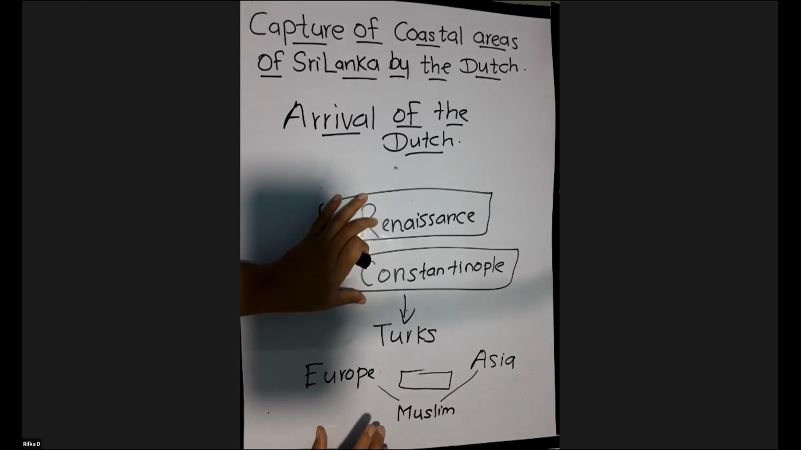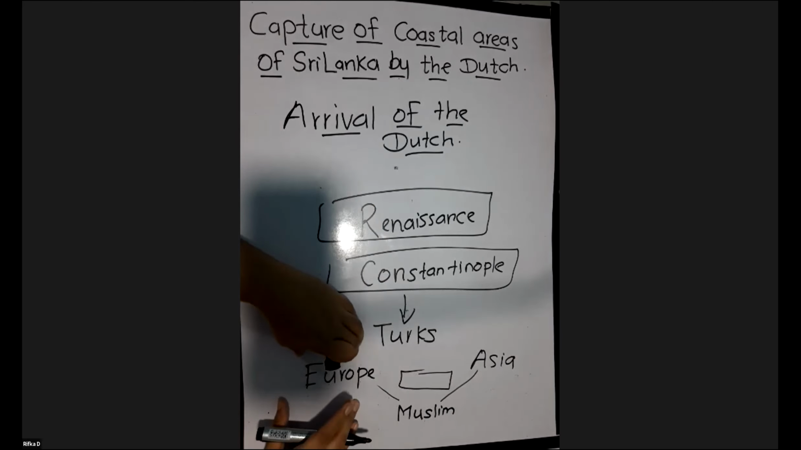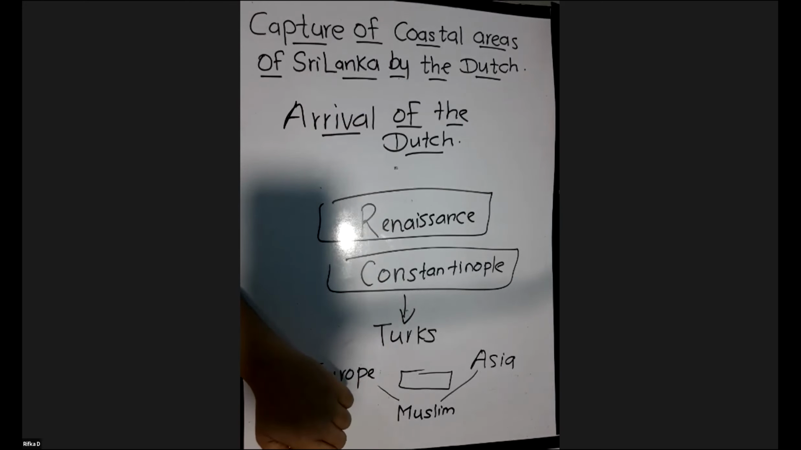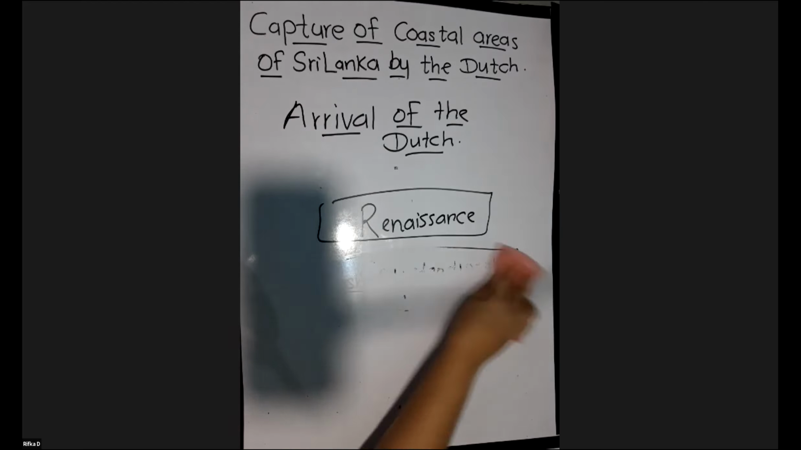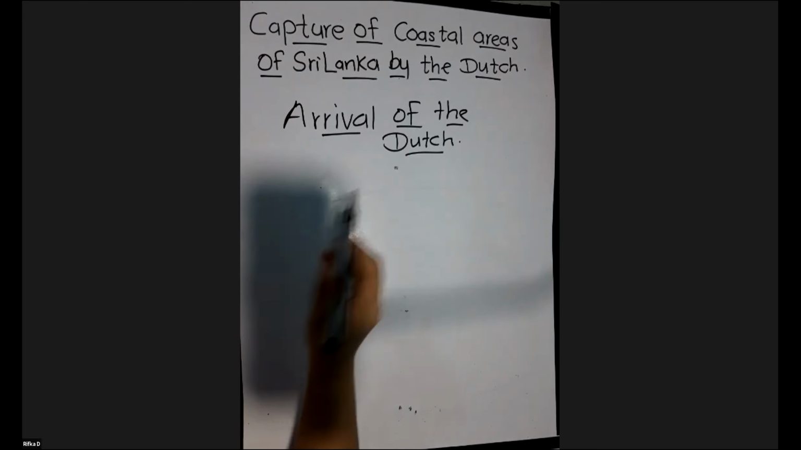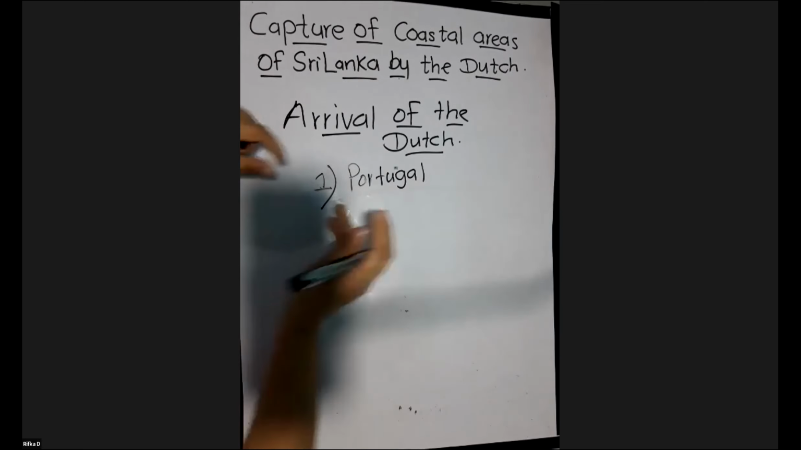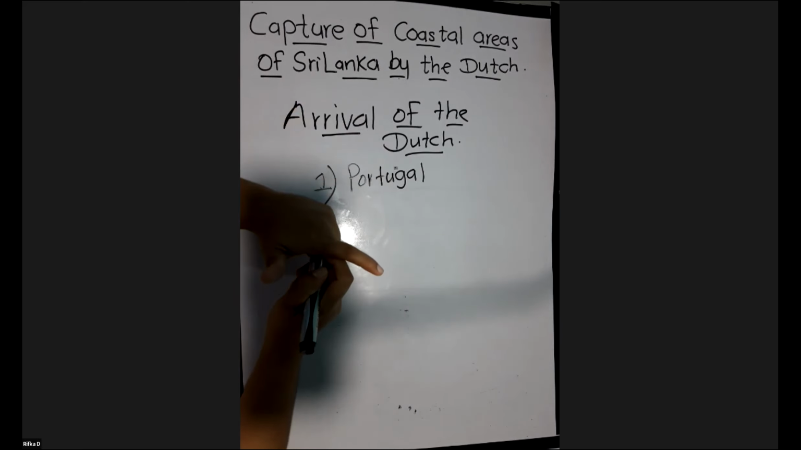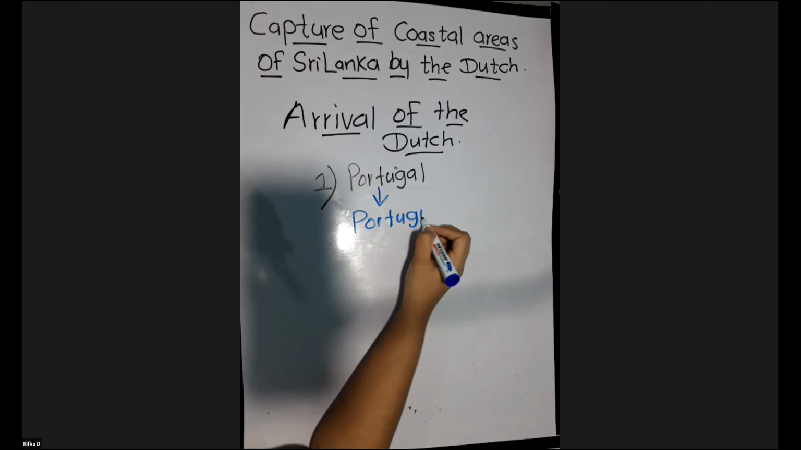So when Constantinople was captured by the Ottoman Turks, a need emerged for these European countries to search for the Asian countries. Only after that did they start to explore the world. We know that many nations were in competition in searching for countries. The nation is Portugal, and the nationality we call Portuguese.